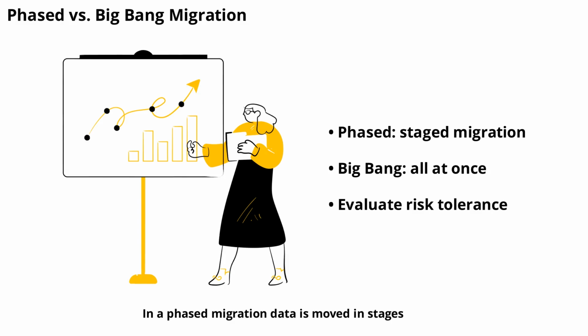There are two main migration strategies: phased and big bang. In a phased migration, data is moved in stages, allowing for testing and validation at each step. This approach reduces risk and makes it easier to address issues as they arise. In a big bang migration, all data is transferred at once, which can be faster but carries higher risk if problems occur. Evaluate your organization's needs and risk tolerance to choose the safest approach. Often, a phased migration is preferred for its control and flexibility.